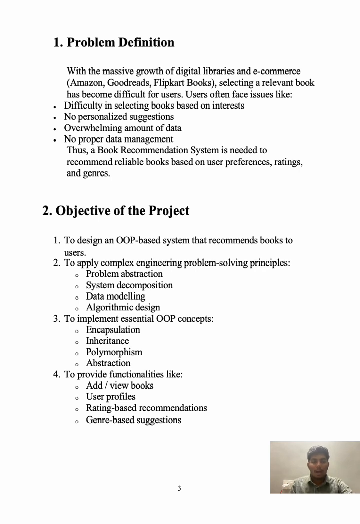Fourth one, lack of proper data management. Unorganized book information and inconsistent metadata make it difficult to analyze genres, ratings, and user preferences. Because of these reasons, there is a need for a smart, structured OOPS based system that can intelligently recommend books using principles of software design, abstraction and modularity.